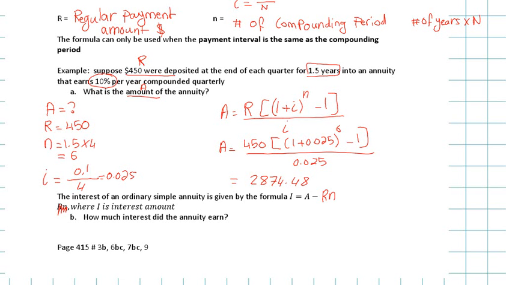Now, the second question is asking how much interest did the annuity earn? Just think for a second with me and tell me how you would be able to find it. So you earned $2,874.48. How much of that $2,874.48 is actually interest? No, I want to know in dollar amounts.